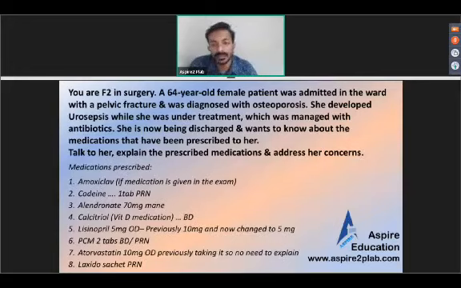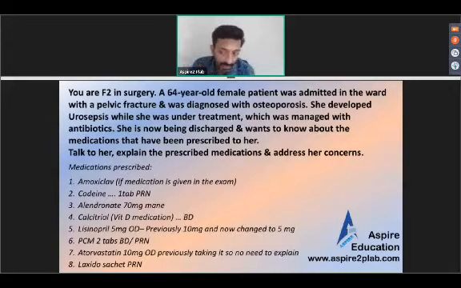Codeine, 1 tablet PRN. What is PRN? It's pro re nata. That means if necessary. Then alendronate, 70 mg mane. What is mane? I'll explain. Calcitriol, that is a vitamin D medication, so the patient was supposed to take it BD. Lisinopril, 5 mg OD, and previously it was 10 mg, but it was changed to 5 mg. All right. Paracetamol, 2 tablets PRN or BD, and atorvastatin 10 mg OD, and there was one more, Lexido sachet PRN. It's a laxative sachet.